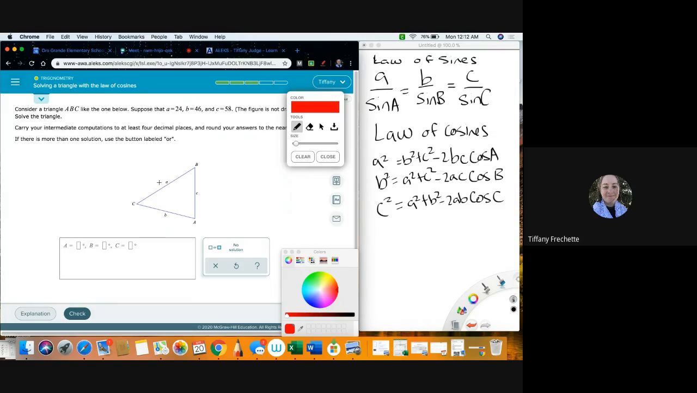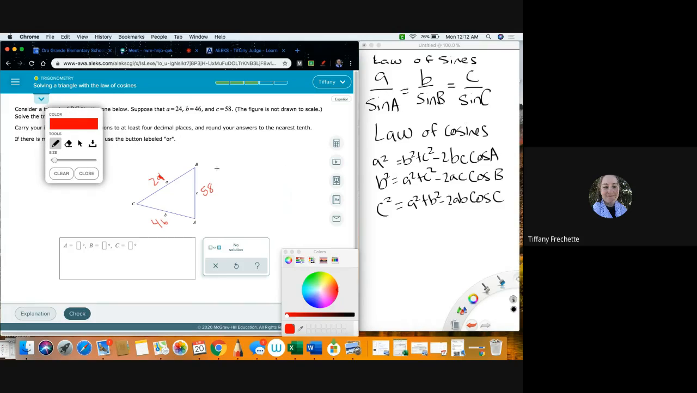Okay, so we have 24 for A, and 46 for B, and 58 for C. Now we're not given any angles this time, so we just have to start plugging these in. So let's go ahead and go for A. We have 24 squared equals B squared, which is 46, plus C squared, which is 58, minus 2 times B times C times the cosine of A.